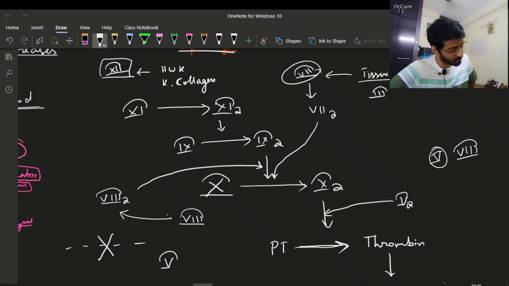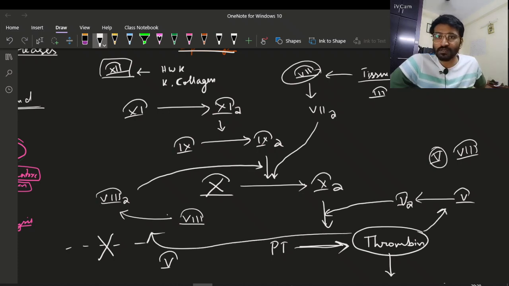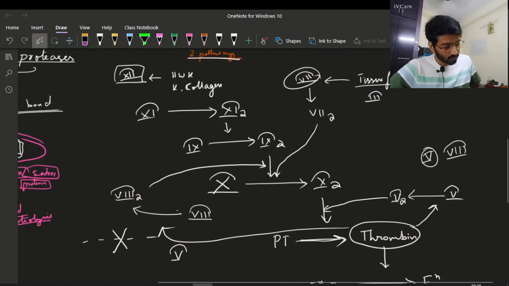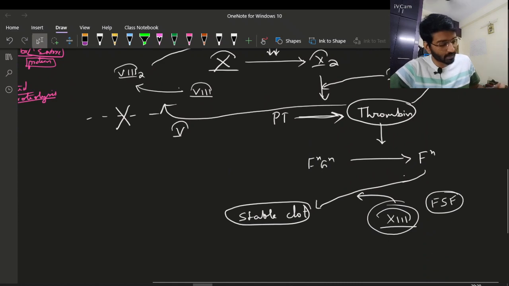This conversion of 5 into 5A and 8 into 8A is multiplied by thrombin. Okay, so that means thrombin itself is increasing its own activity by converting 10A. Okay, increasing the 10A. Now this is the clotting cascade. It's not tough to remember. It is very easy, right? So after that, what is happening here?